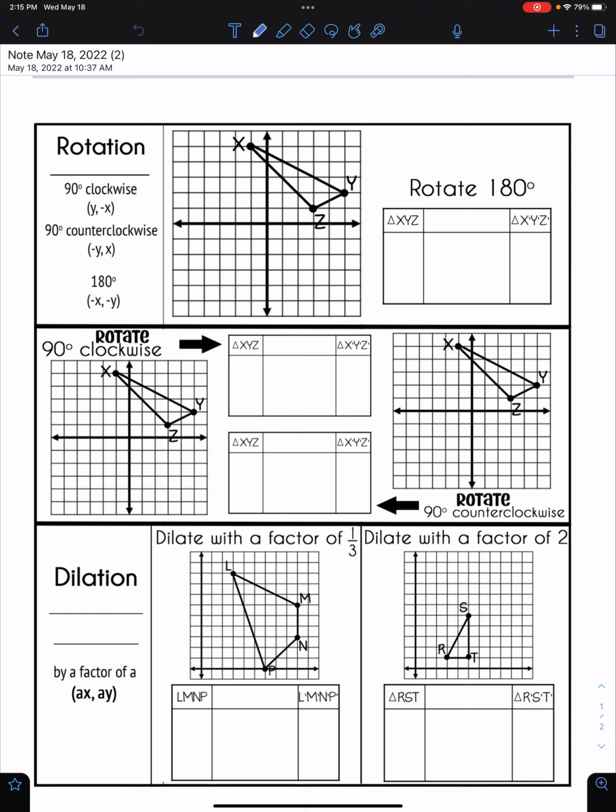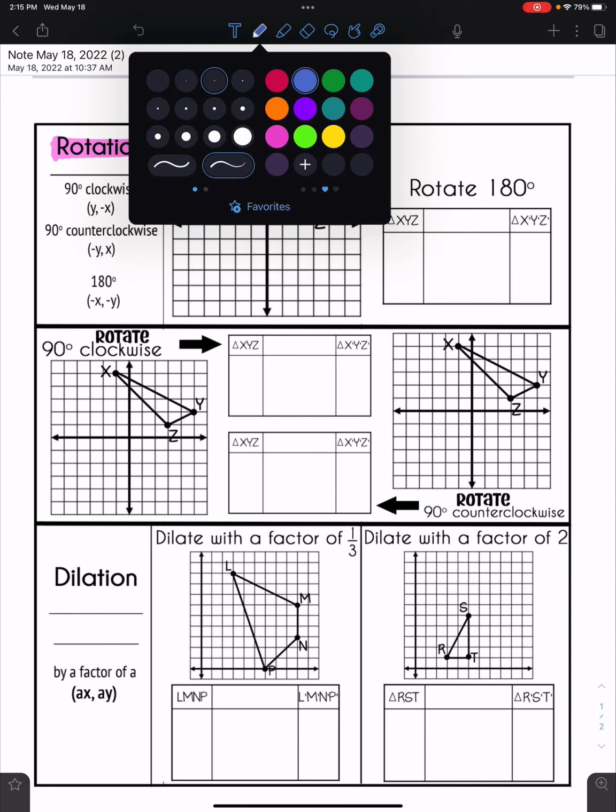Okay, we're going to continue with our transformations by doing our next two types. We have rotations and dilations. So rotation is exactly what it sounds like. That's a very skinny highlighter. A rotation is like when you spin something around. I think I'm going to need to thicken this up a little bit.